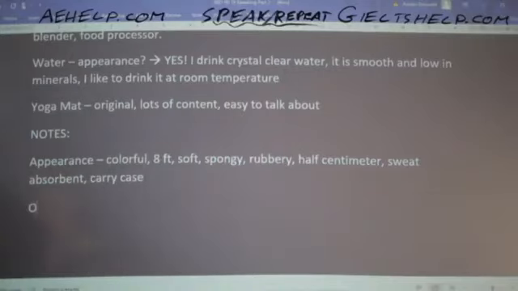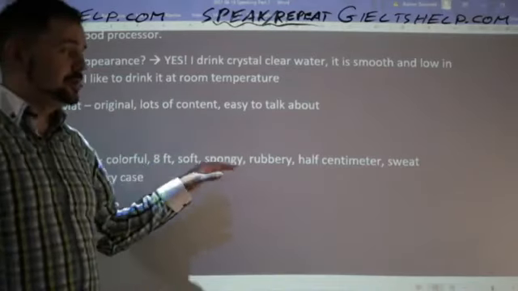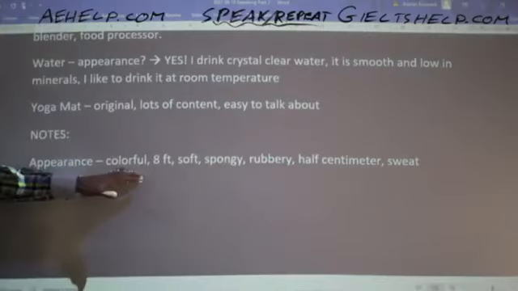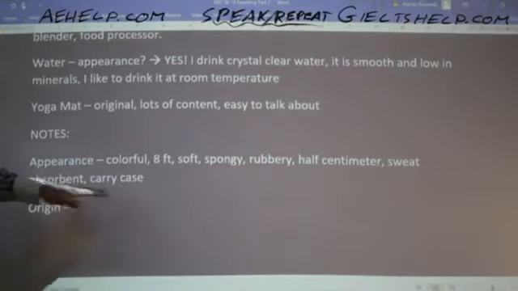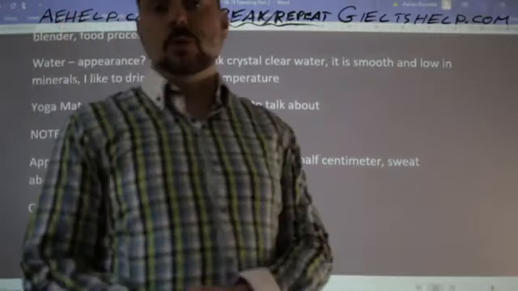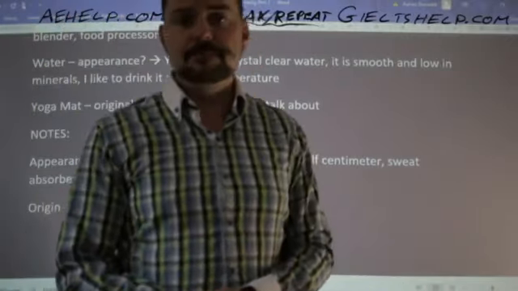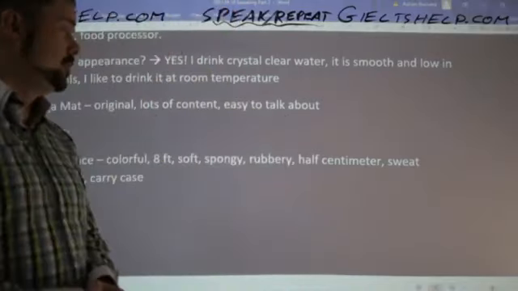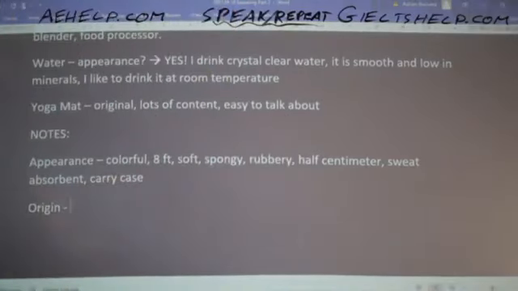Okay, origin, where did you get it? Again, you don't have to write down this much for appearance. Here it's just to give you some ideas. You should have about 2-3 notes for each. And your notes should be ideas that you don't easily think about, like a carry case, so that you can take it with you wherever you go. If you go on a trip, you go camping, you go to your friend's house, you go to a yoga studio, it's easy to carry with you, right? So carry case would be a good one. Sweat absorbent, so you're not slipping around, okay? That could be a good one to write down.